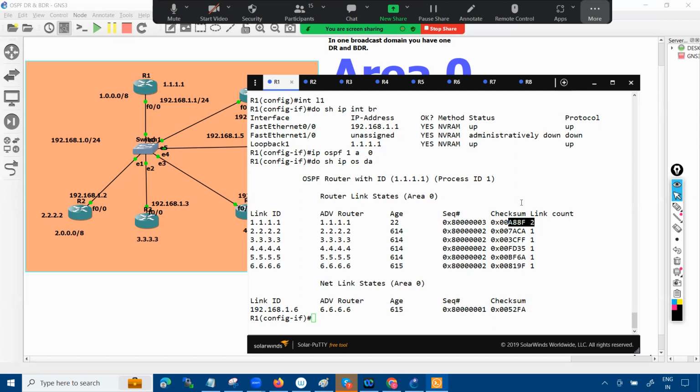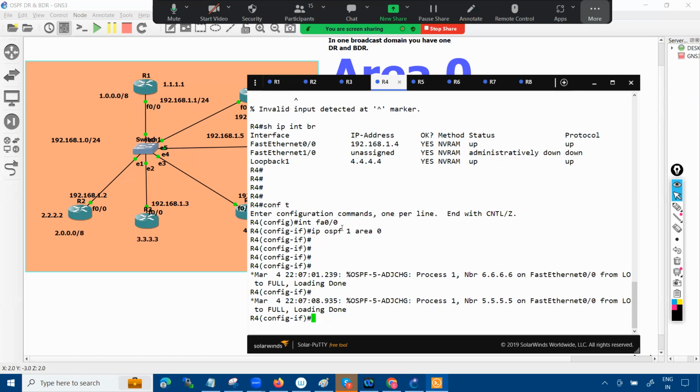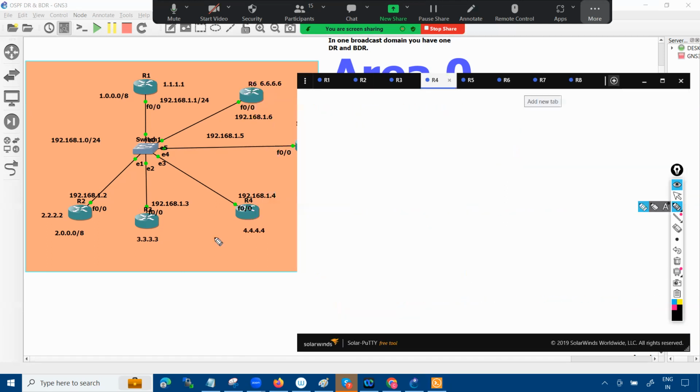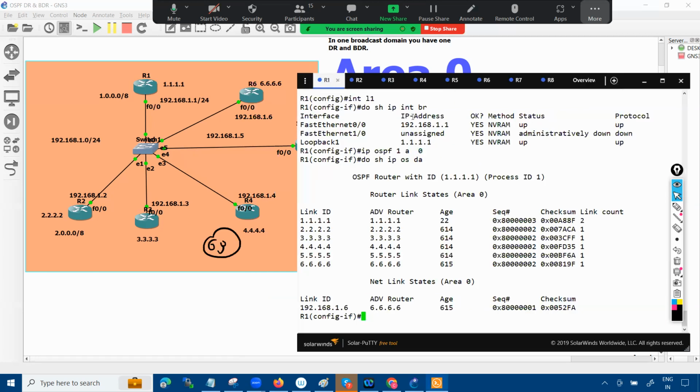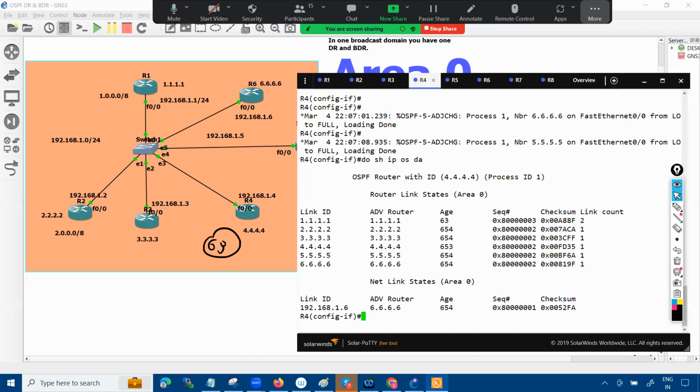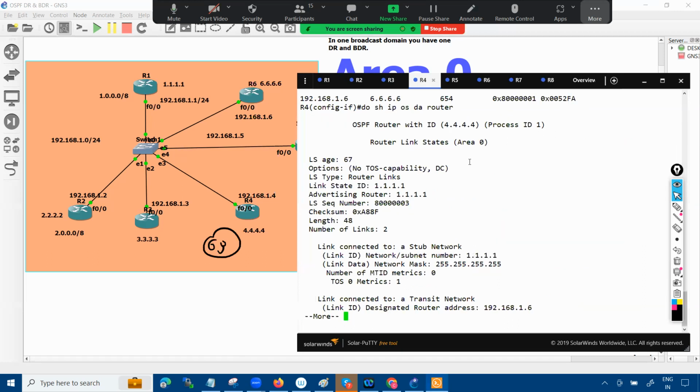Now, guys, attention. I am on router number 4, and I just want to see how many links R1 has. If you see, he has 2 links.